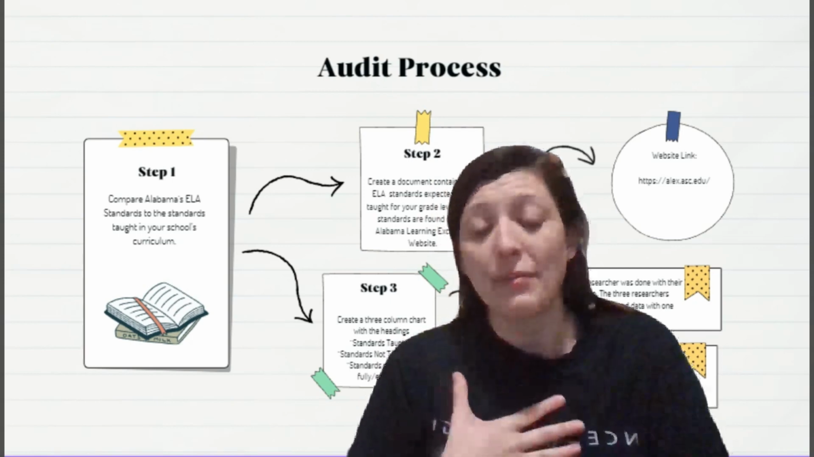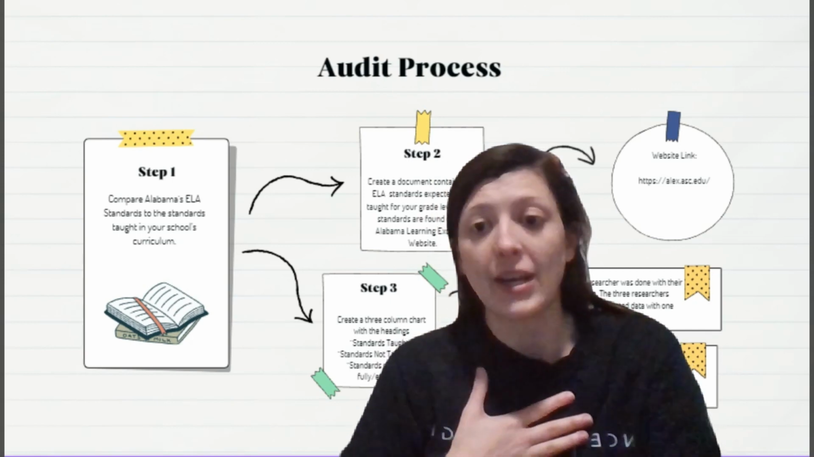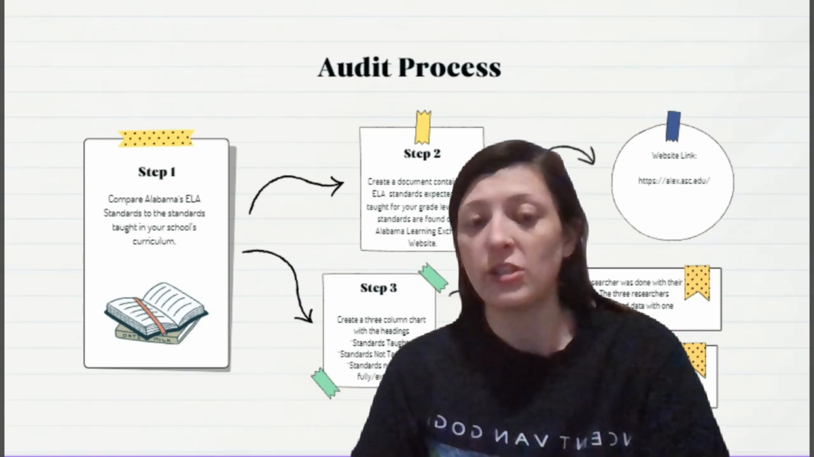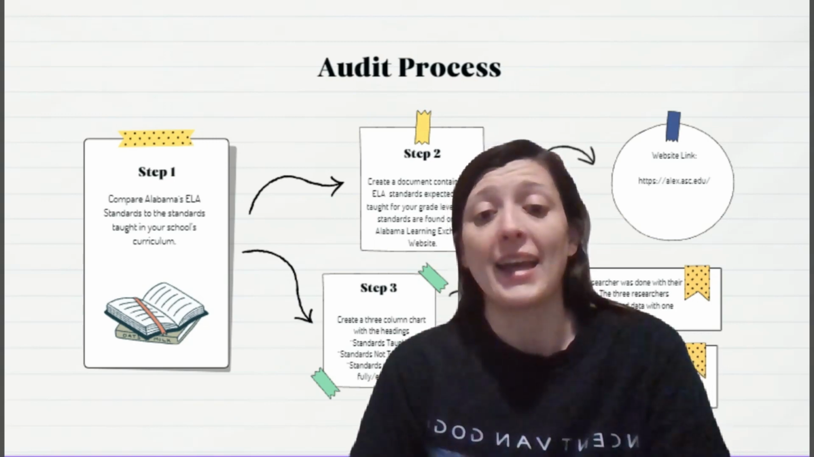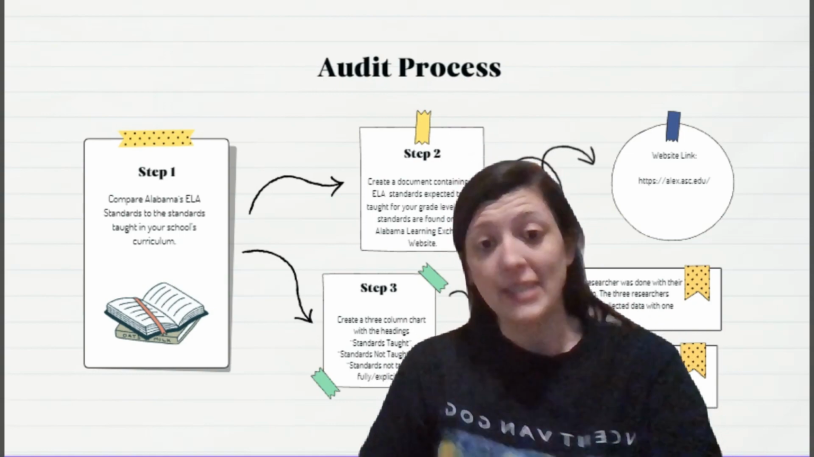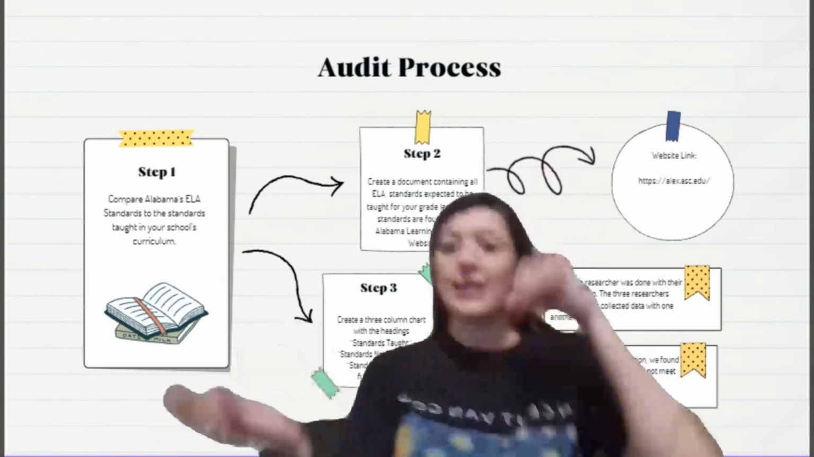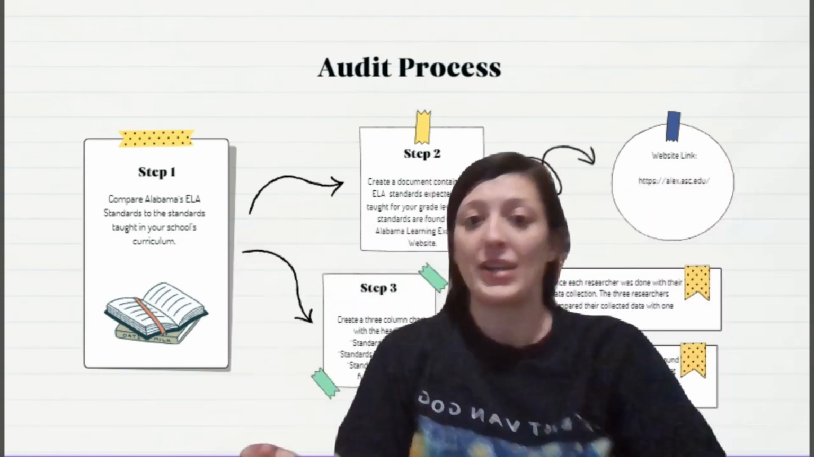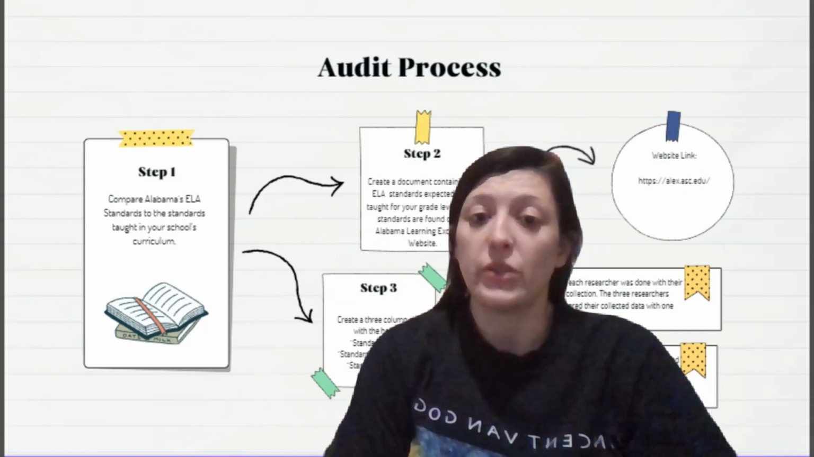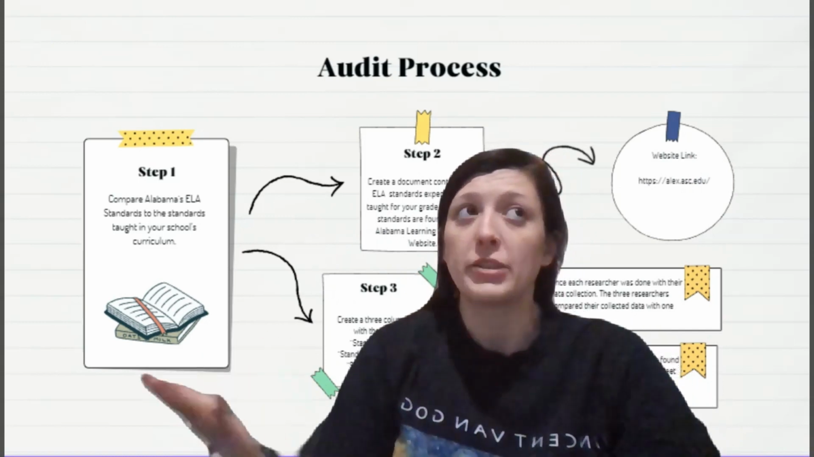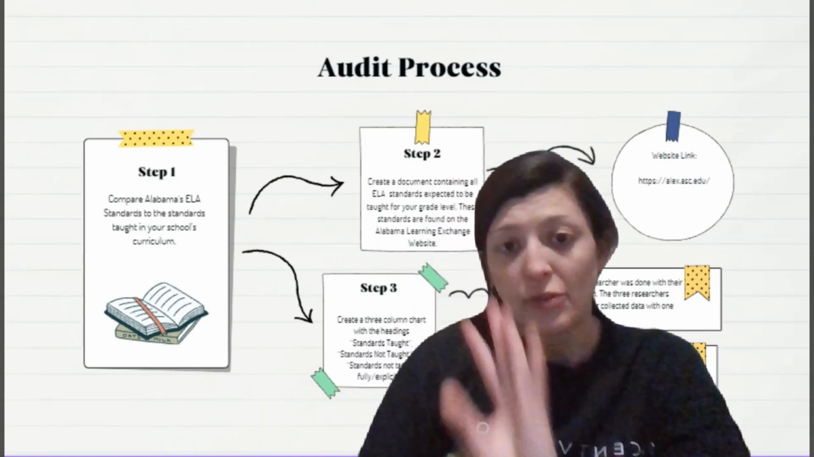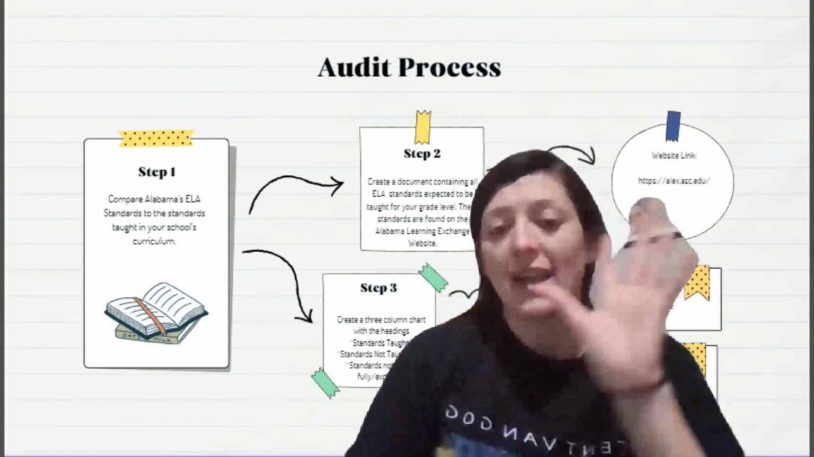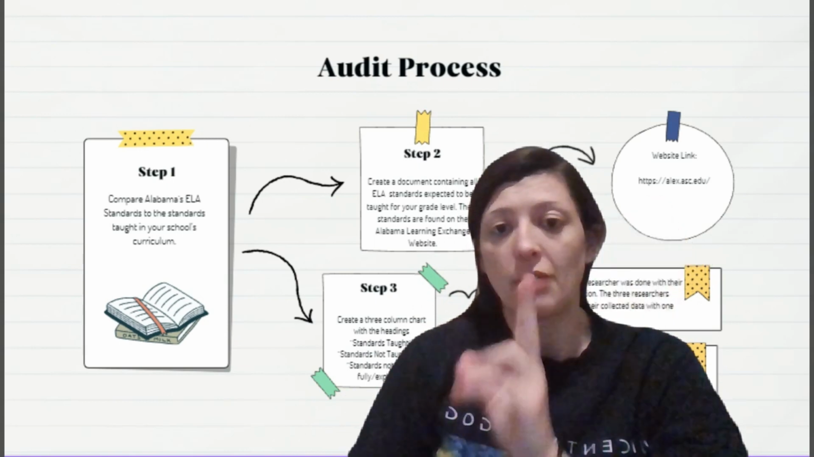So I am a first grade teacher, so I looked at the first grade ELA standards and what was taught through Amplify. And Jessica and Emily are both third grade teachers who took the third grade curriculum and the third grade standards. Once we looked at the curriculum and the standards, we created a document that contained all of the ELA standards. That was our step 2.